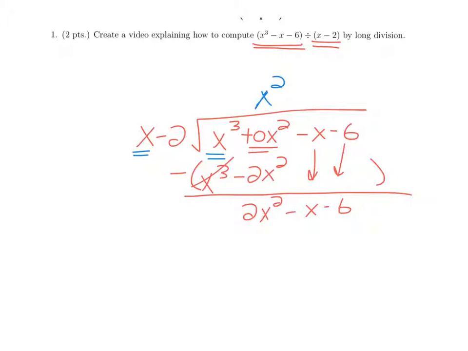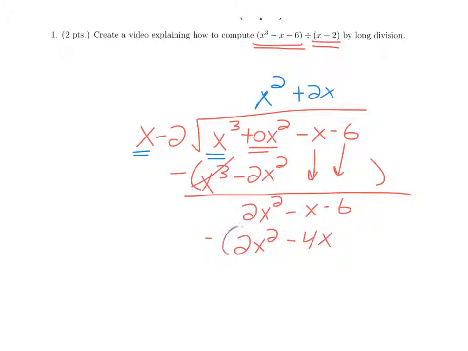So we're going to ask ourselves, we'll get the blue back, x goes into 2x squared how many times? That's going to be 2x times. So plus 2x goes right up there. So we'll get the red back. And now we'll multiply. 2x times x is 2x squared. 2x times minus 2 is minus 4x.